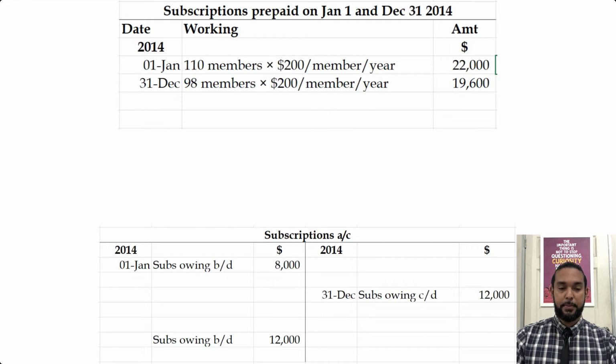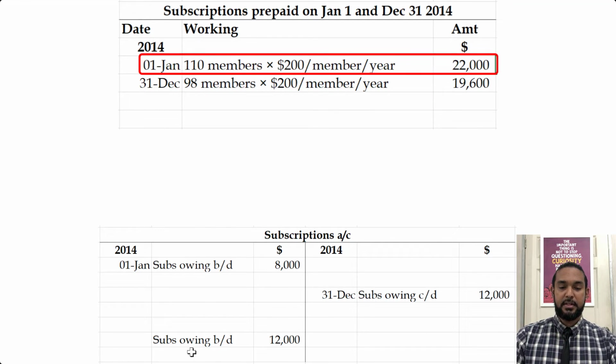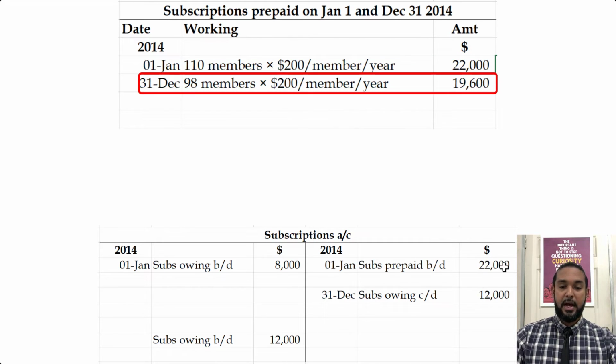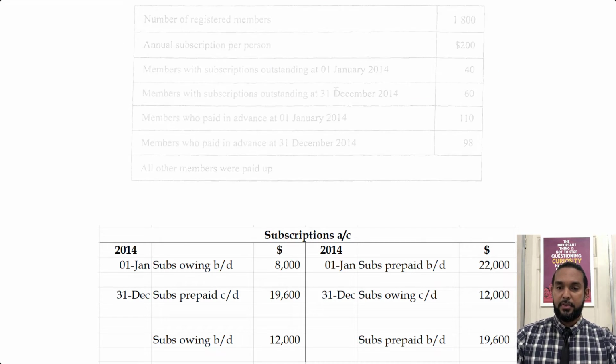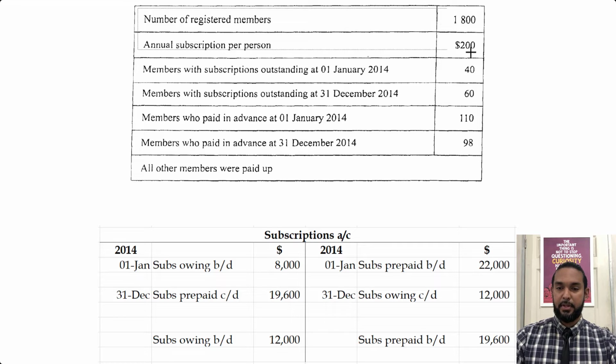Now similarly, the subscriptions prepaid, right? At start, that's a current liability and will be brought down on the credit side. At end, the 19,600 would also be brought down on the credit side. But prior to being brought down on the credit side, it has to first be carried down from the debit side. Now, the other thing we can put in from this table here is the subscriptions earned for the year.